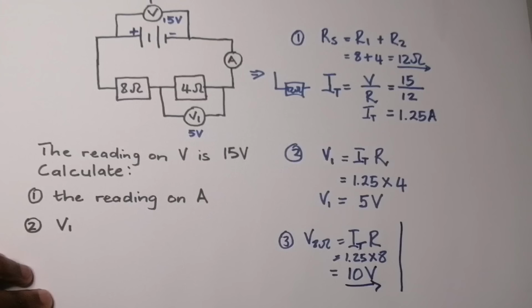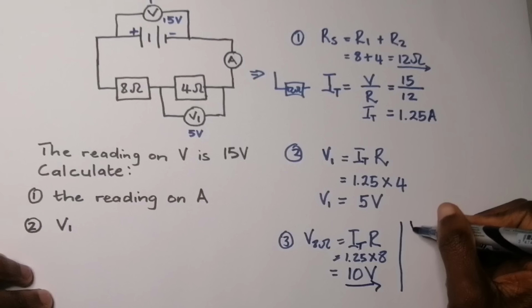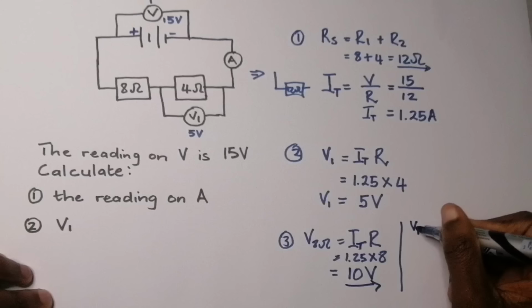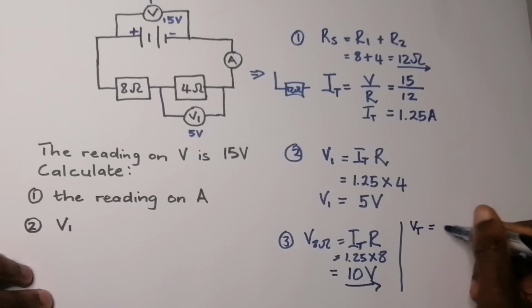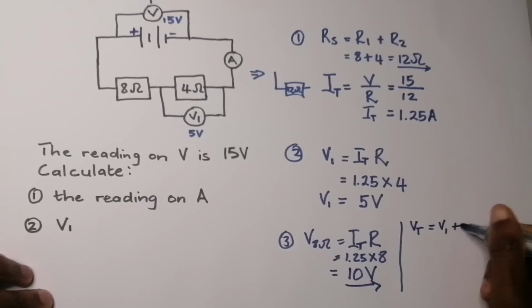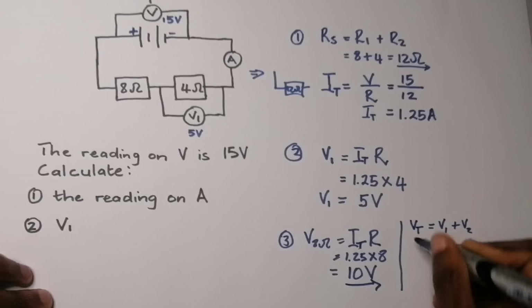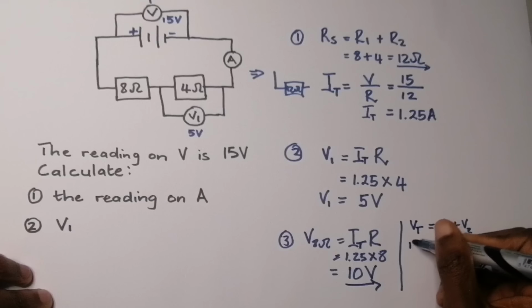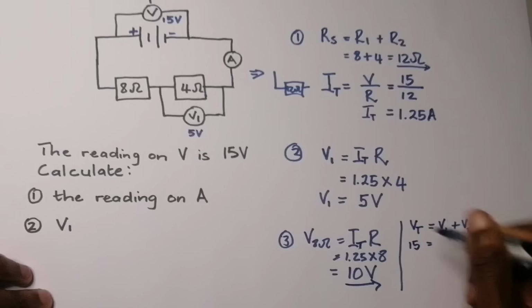Or you could have actually calculated it this way. You could have said, well, but I know that V total or V external is equals to V1 plus V2. Okay, so my total was 15. Okay, and I know that V1, which was the one across the 4 ohm resistor, was 5.